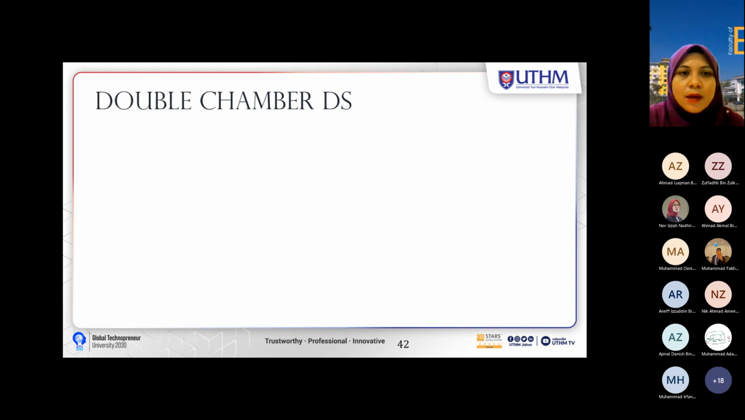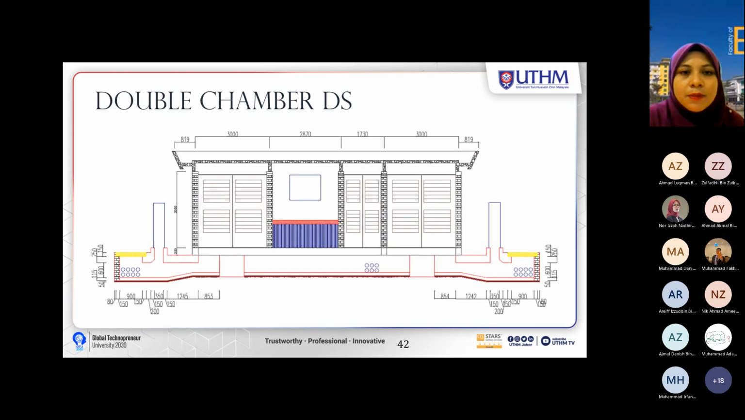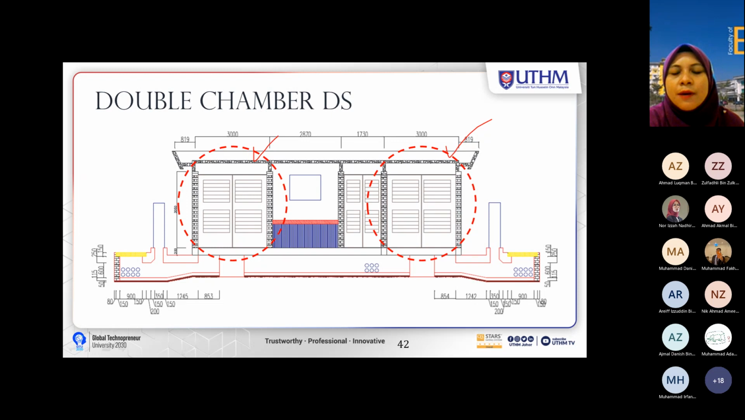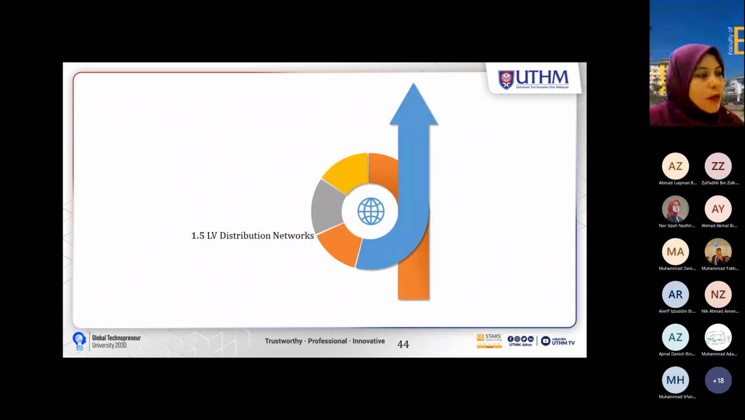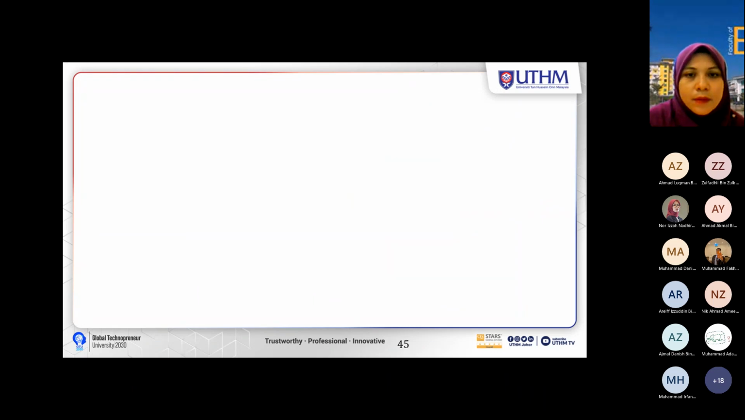Alright, this one is the double chamber. If you look, we have two windows and two doors. One door refers to one chamber. So if there are two, it becomes two chambers, and the sizing is bigger compared to a single chamber. Alright. Okay, and then we go to the LV distribution network.